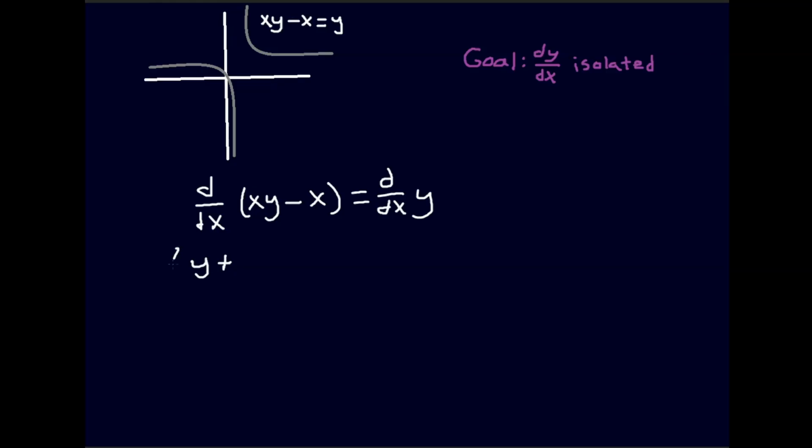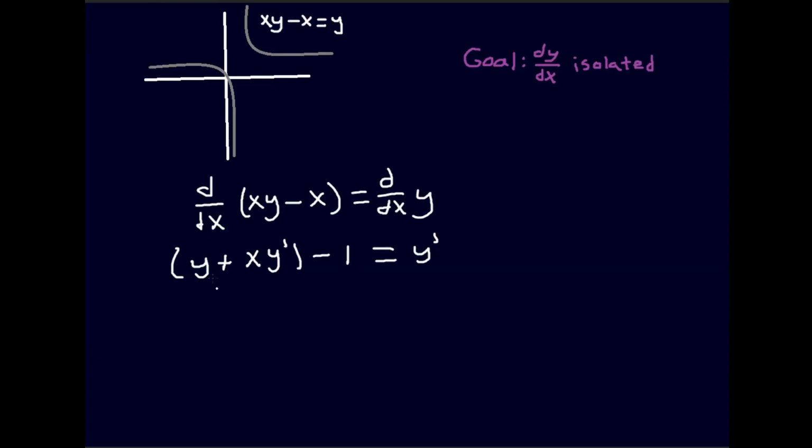We're going to do the plus, and then we're going to leave the x alone and then take the derivative of the y, which is just y prime, minus, and then this is just 1 because the derivative of x is 1, then equals, and then the derivative of this is just y prime. And again, y prime just equals dy over dx.